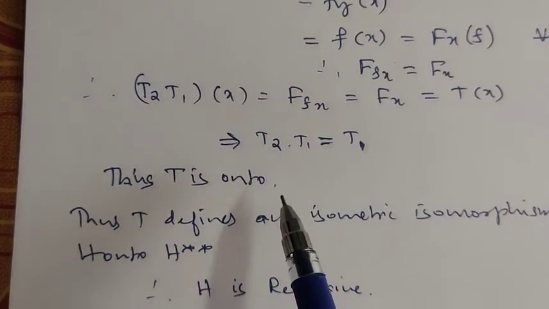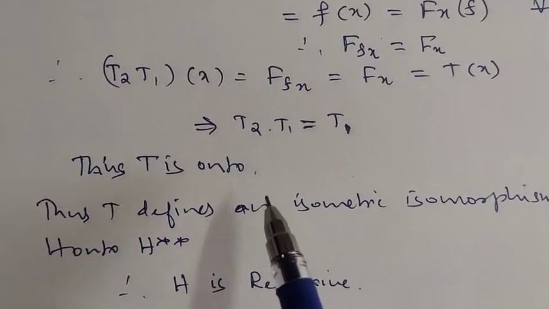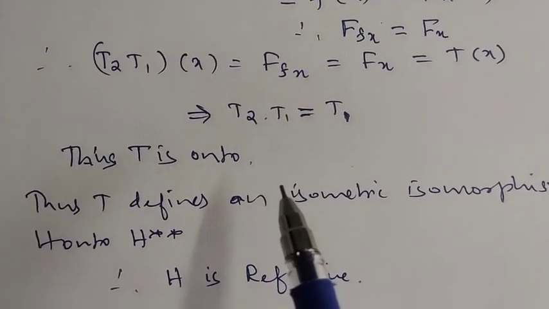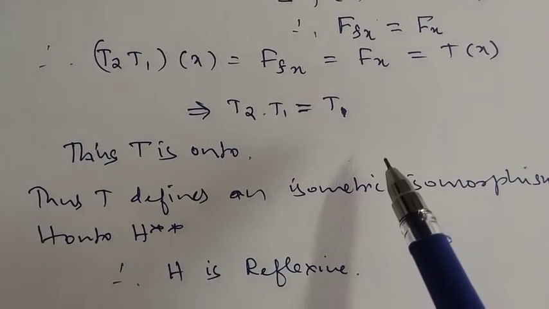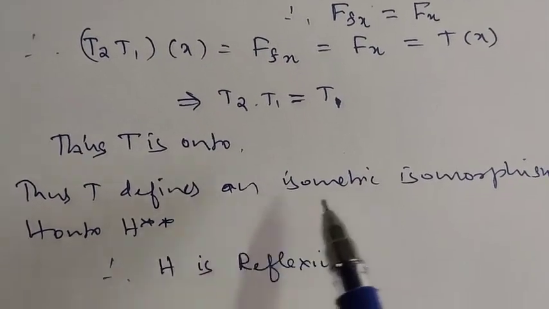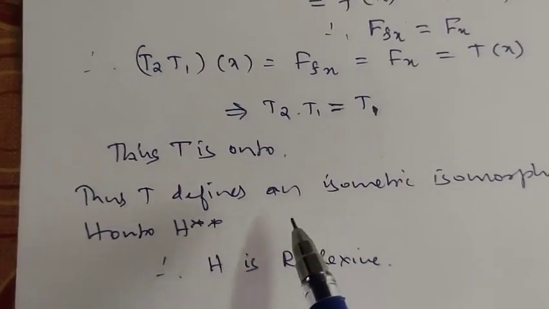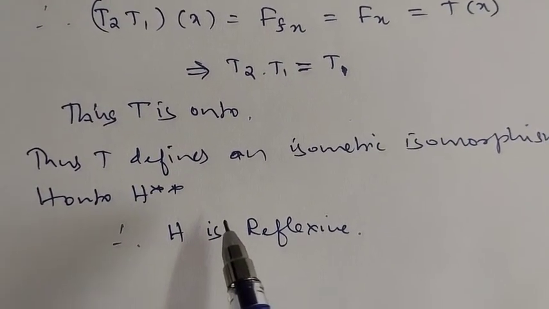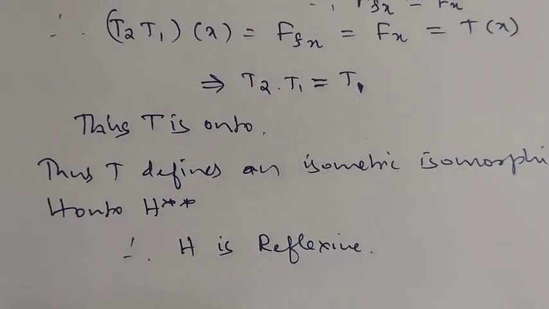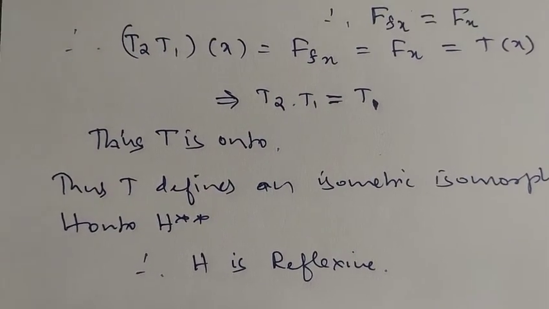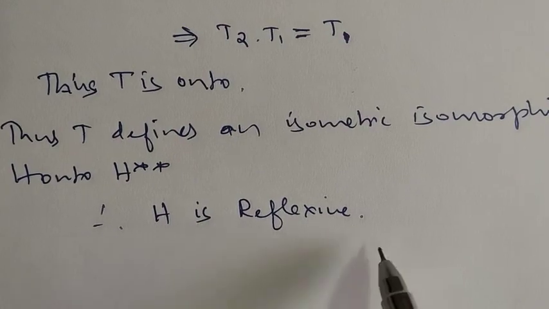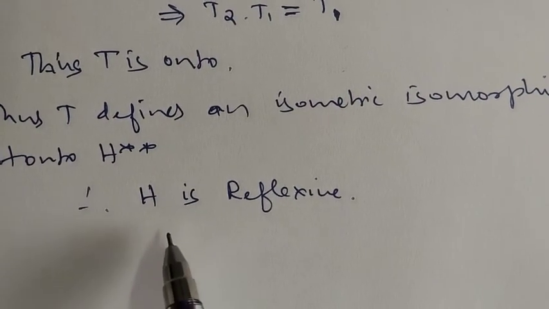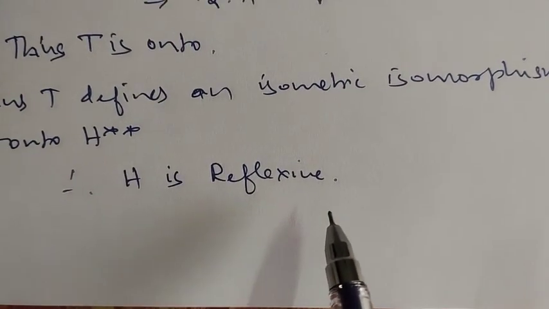Now, we have shown that T is 1-1, onto, linear as well as an isometry. Thus T defines an isometric isomorphism of H onto H double star. If there exists an isometric isomorphism of H onto H double star, then we say that the space is reflexive. Therefore, the Hilbert space H is reflexive.